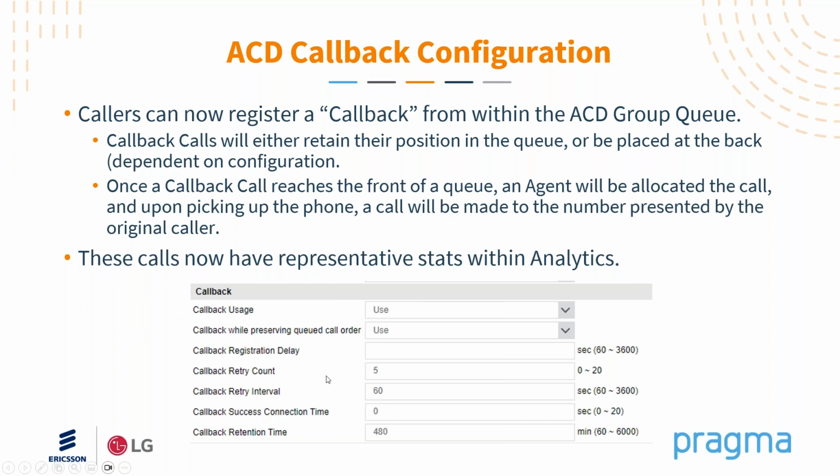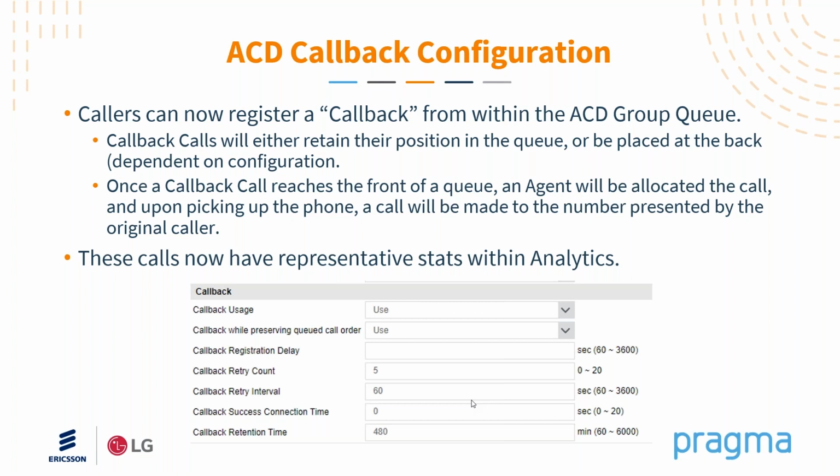So there's a few other settings to think about on this. You can see below we've got 6 further settings. So we've got callback while preserving queued call order. So that means if that's set to use, then the callback will retain their position. So if they're at number 3 in the queue and they register a callback, it will retain that position. But if you set that to not used, then that call loses its priority and drops back to the last place within the queue.